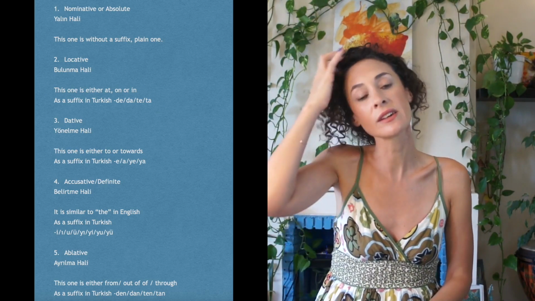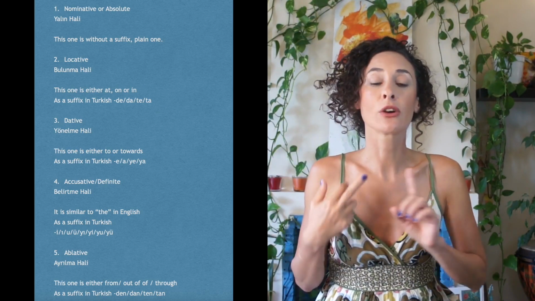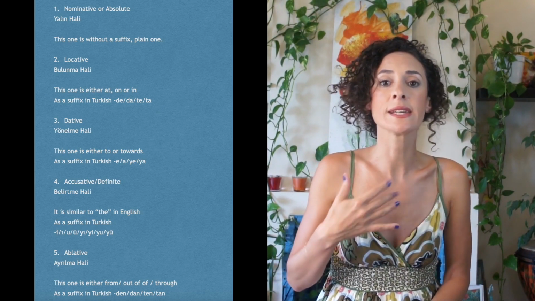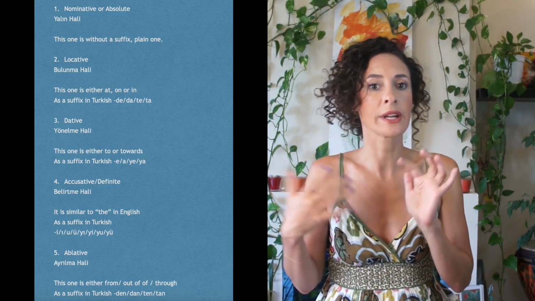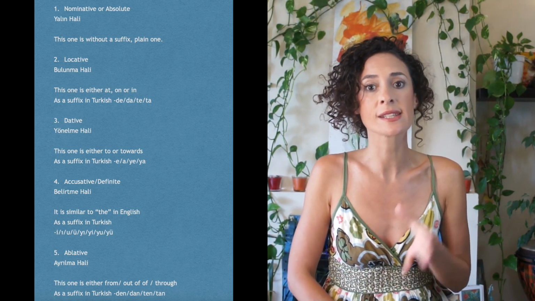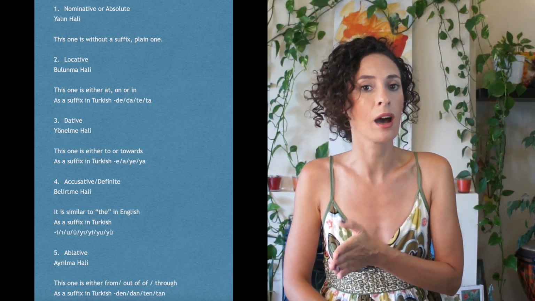So we have the second version of a noun with the locative case, bulunma hali. This one is either at, on, or in, something like in English. As a Turkish suffix, it's de, da, te, ta. For example, evde, in the house.